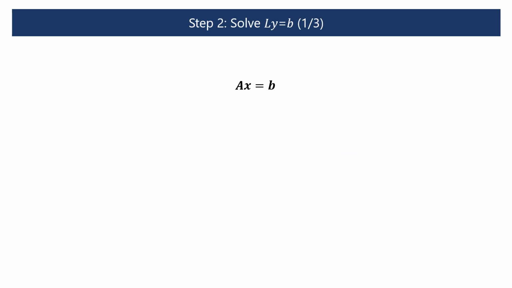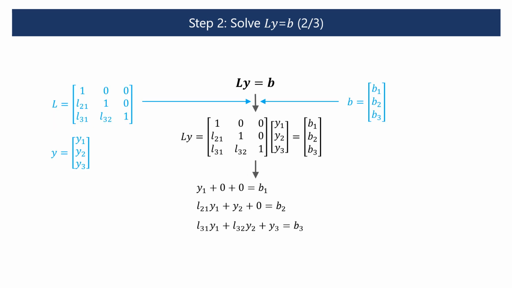Now that we have L and U, let's go back to this equation. Since A equals LU, we can rewrite this equation in this way. Then, express Ux as a vector y. So, we can rewrite this equation in this way. The equation of Ly equals B can be expressed in this way. We can solve this equation by forward substitution.